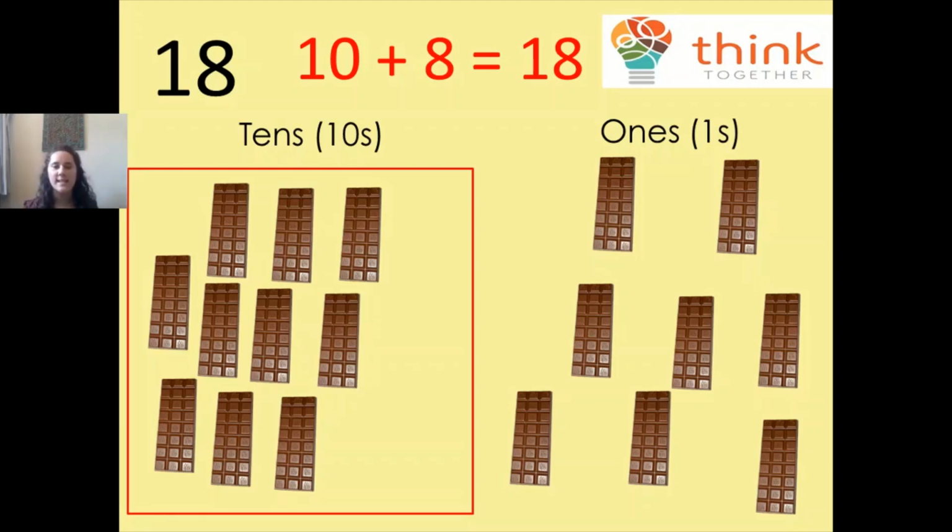10 plus 8 equals 18. I can see here that I have one group of 10, so that's in my number sentence, and then I have 8 ones, which is also in my number sentence. And when we added them together, when we counted them all, it made 18. Well done if you got that number sentence.